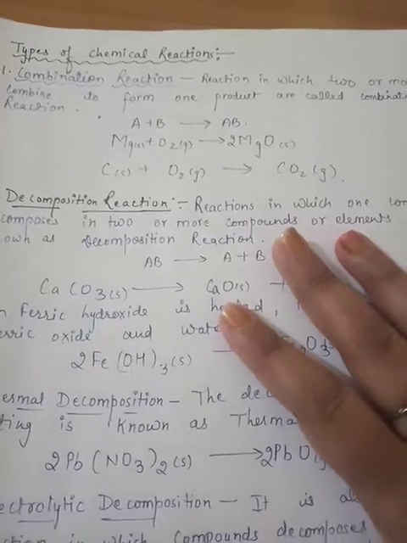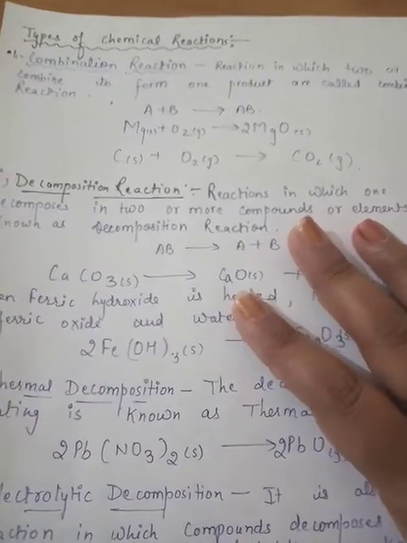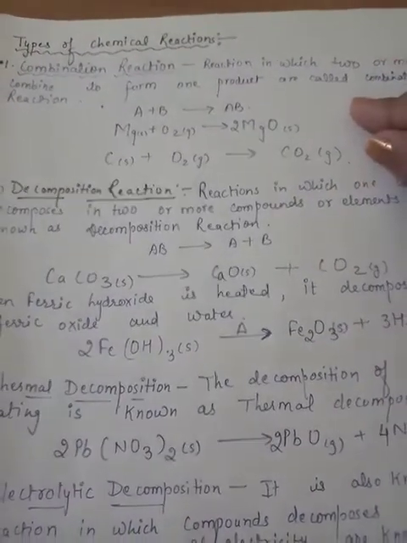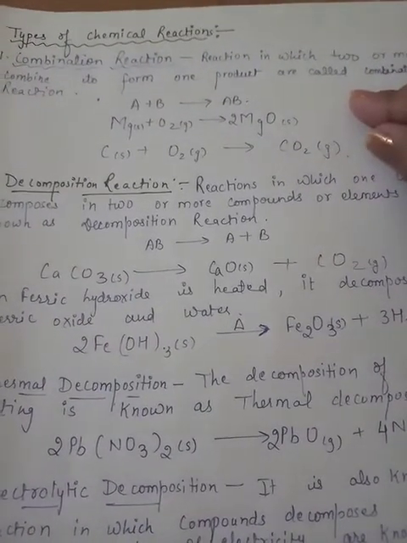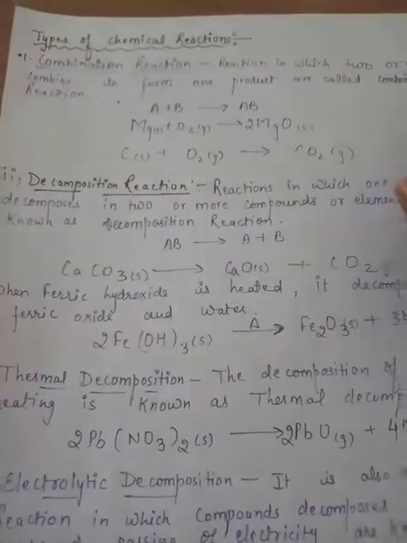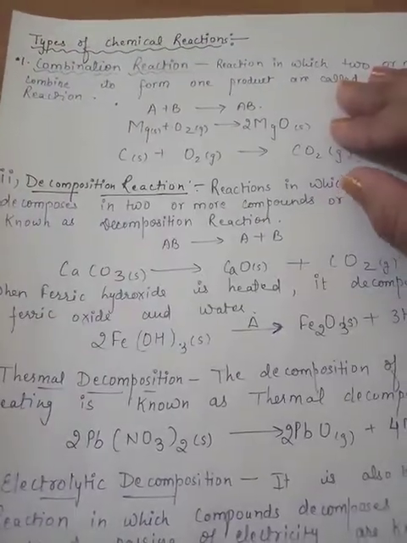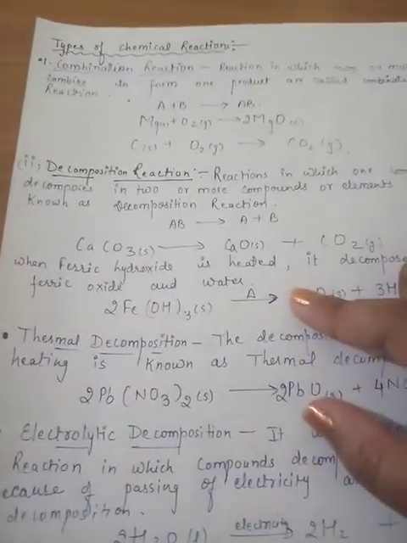Now, today's topic is types of chemical reaction. After the balancing of the chemical equation topic, you just come up with the topic that is types of chemical reaction. So, there are many types of chemical reaction. We just first come up with the combination reaction. There are many: combination reaction, decomposition reaction.